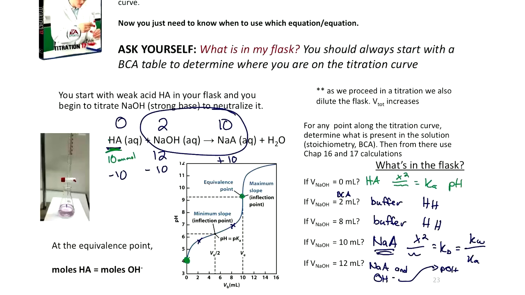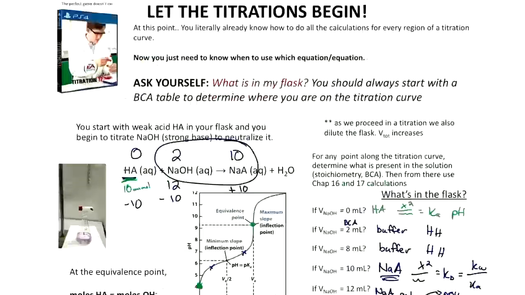You technically know how to do all of these calculations already. It's just when do you use which one? But being able to notice where your equivalence point is, if you know where your equivalence point is, you can tell, okay, before the equivalence point, you're in your buffer region. You need the Henderson-Hasselbalch. At the beginning of your titration, you just have acid, so it's just x squared over initial concentration equals Ka. After the equivalence point, it's excess base. And those are calculations you already know how to do.